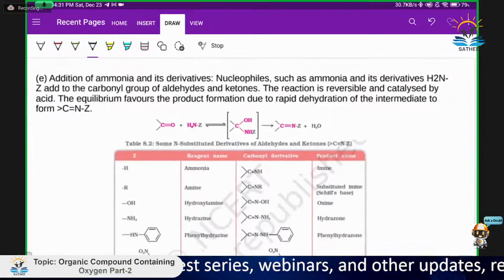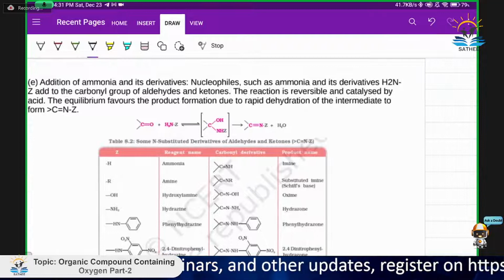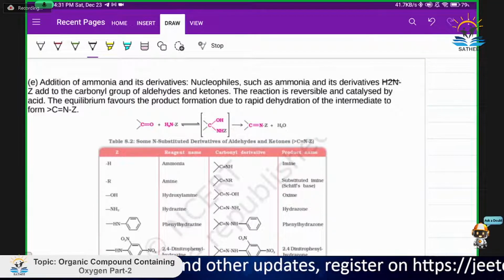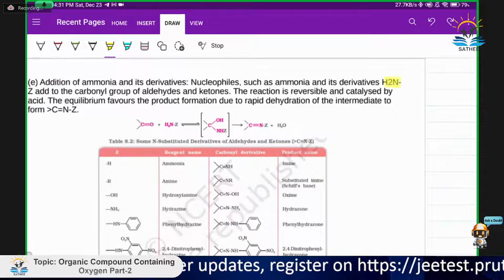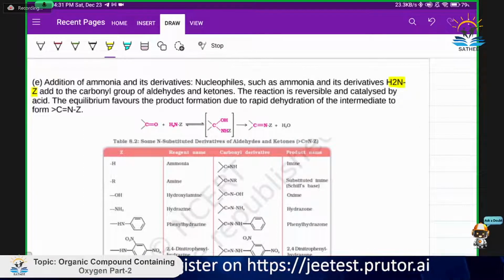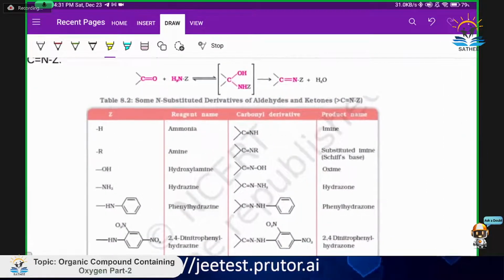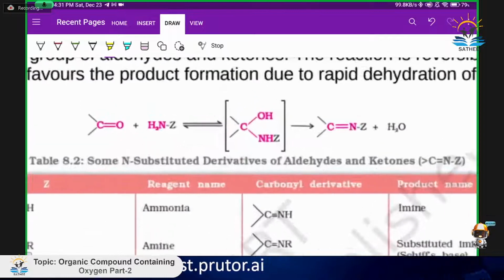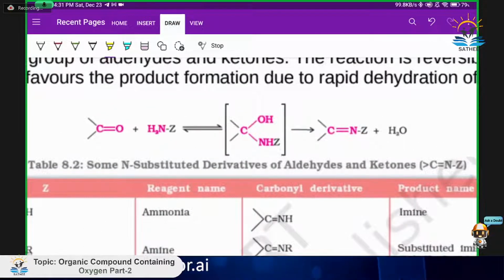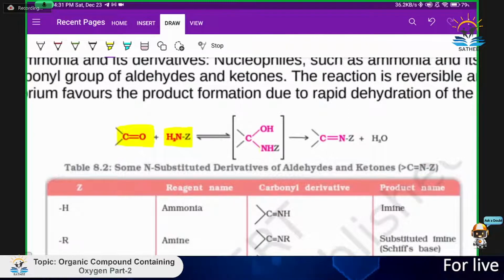Now, addition of ammonia and its derivatives. Nucleophiles such as ammonia and its derivatives, we denote it as NH2-Z. If the Z is a hydrogen, we call the reagent ammonia. So we can see here what products are forming. This is the general formula of the reaction. So the C=O group reacts with ammonia derivatives to form these products here.